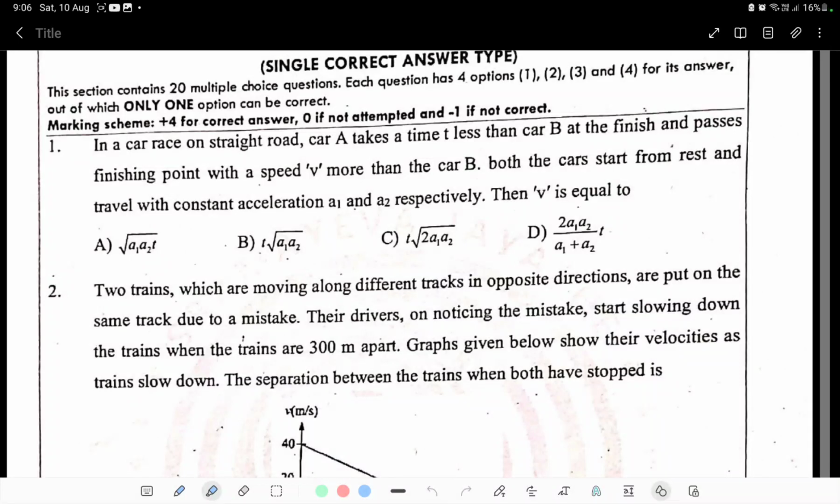So let's solve the PTM2 paper. First question is, in a car race on a straight road, car A takes time t less than car B at the finish and passes the finishing point with a speed v more than car B. Both the cars start from rest and travel with constant accelerations a1 and a2. Then we have to calculate that v, and this v is equal to what?